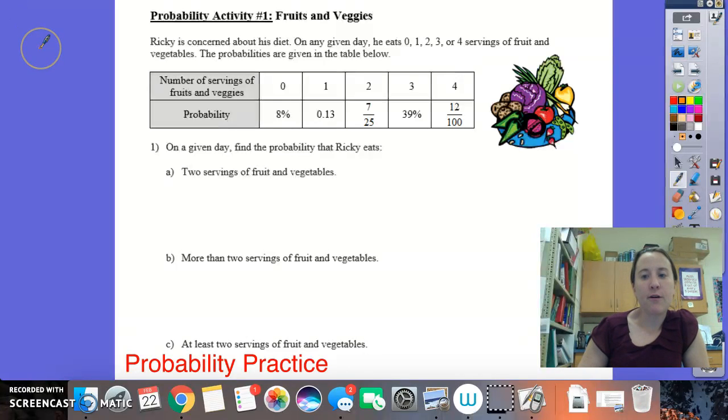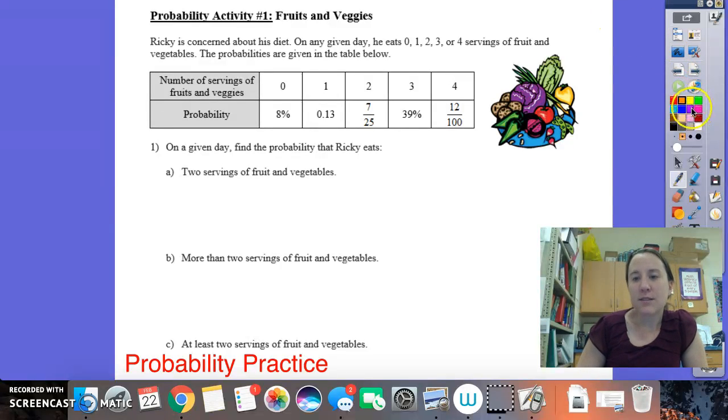So this table has the number of servings of fruits and vegetables that Ricky is likely to eat on any given day. So if we just randomly pick a day, this table says there's an 8% chance that he had 0 fruits and vegetables, a 0.13 chance that he had 1 serving, a 7 out of 25 chance that he had 2 servings, 39% for 3, and 12 out of 100 for 4.